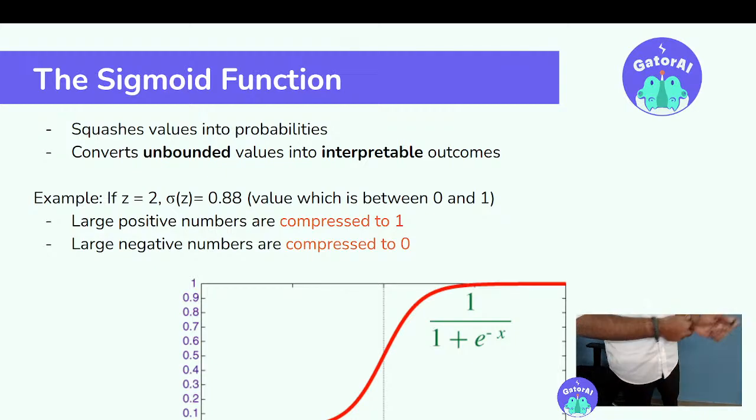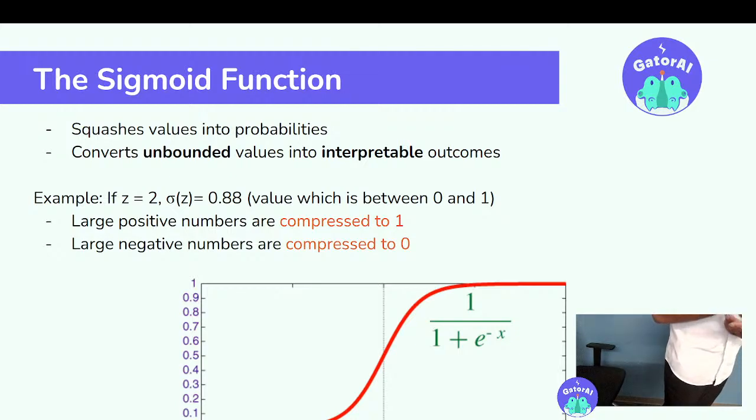And what happens if the input is exactly 0? So a common thing to note in the sigmoid function is that if the input is 0, your output value will be exactly 0.5 or halfway between.